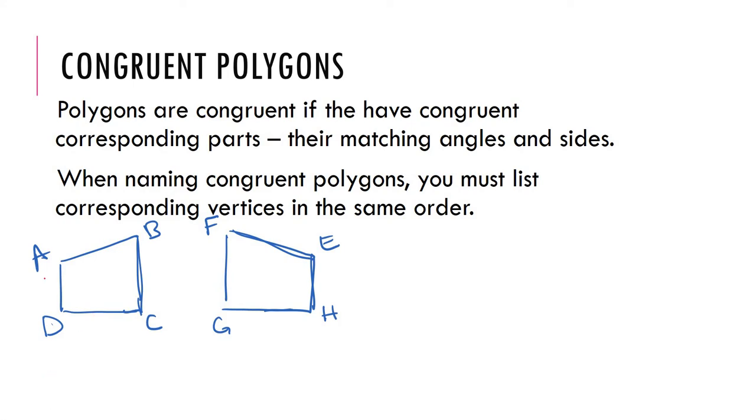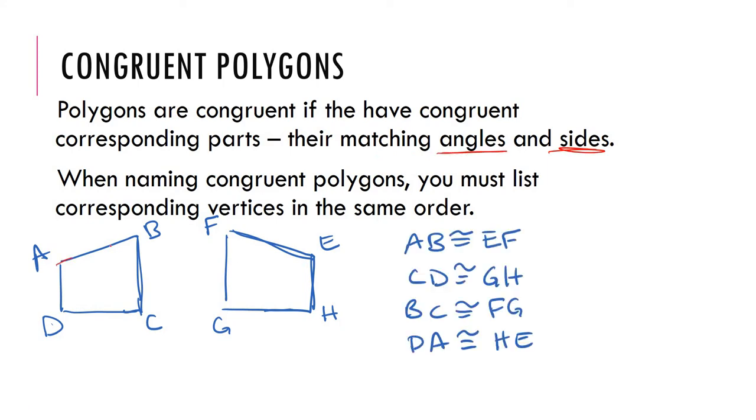So I need to list that their sides are the same and their angles are the same. The sides: AB is congruent with EF. You note that I did them in the same direction as the figure, from A to B and E to F. CD is congruent with GH. BC is congruent with FG, and DA is congruent with HE.